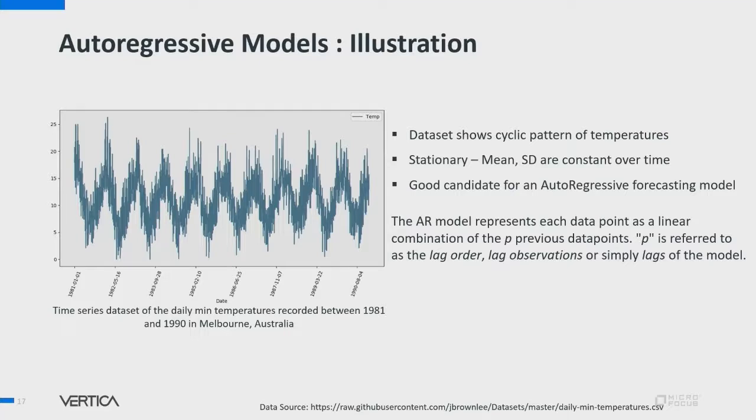The AR model that we build on this would represent each data point as a linear combination of the p previous data points, where p is the lag order that we just discussed. It's also called the lag observations or simply lags of the model.